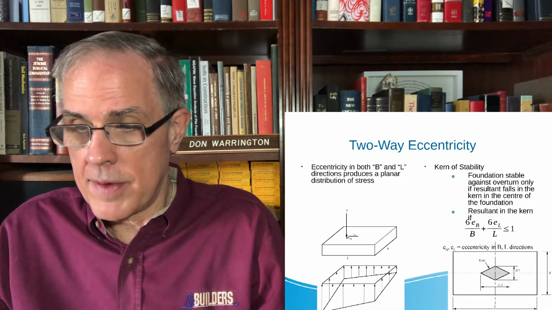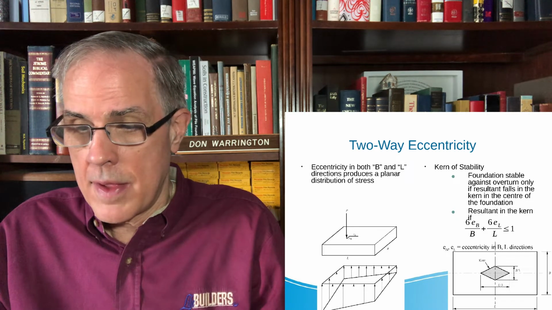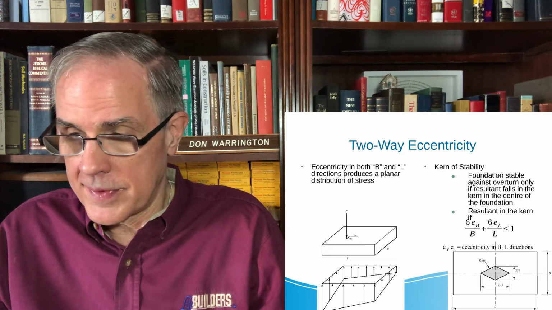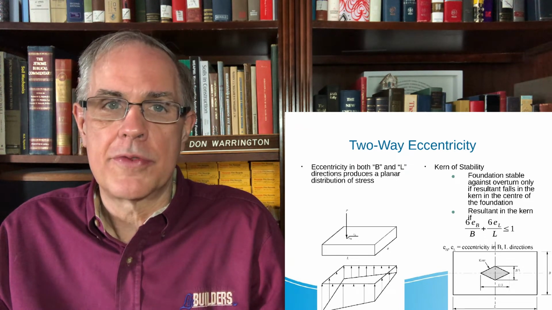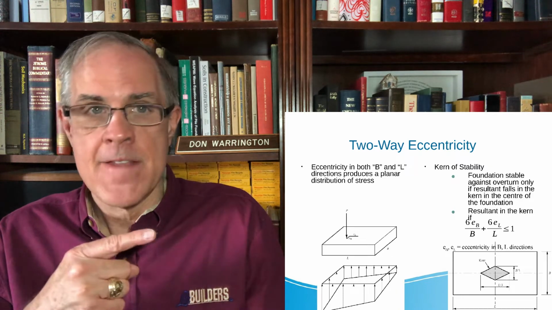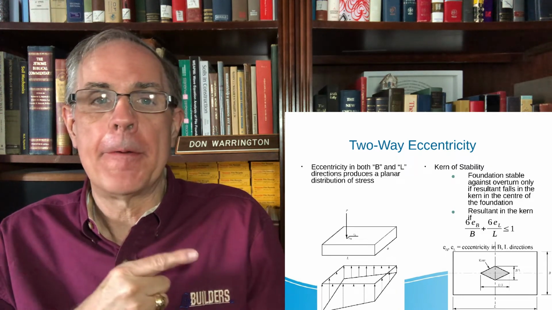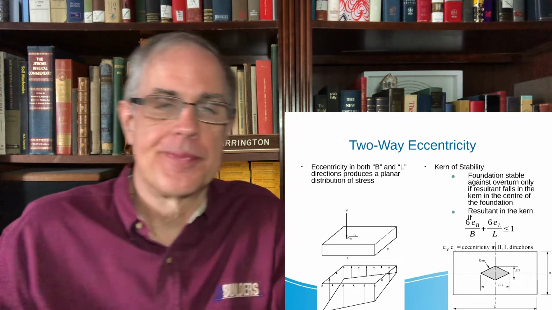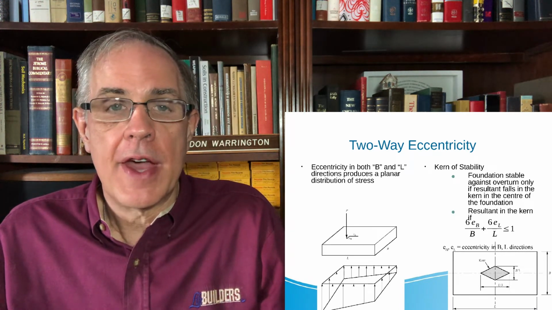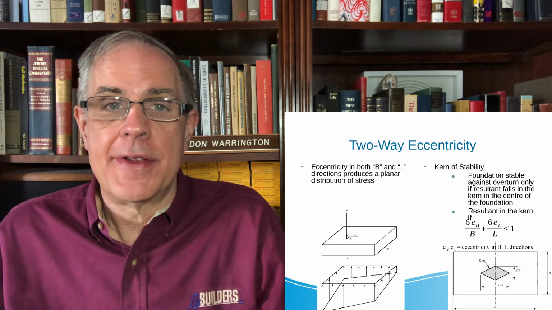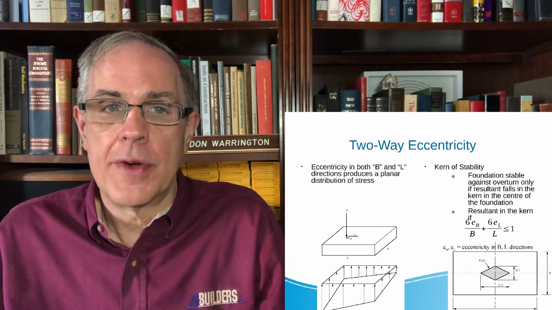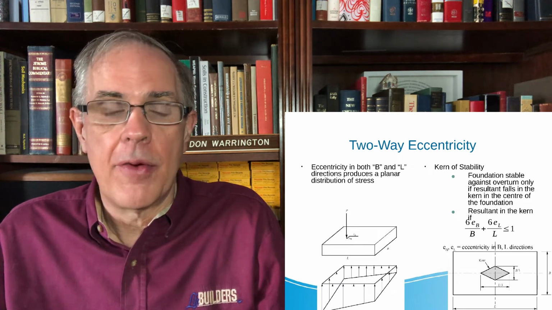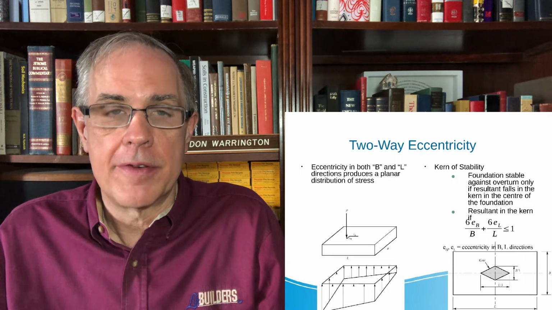Two-way eccentricity means the eccentricity in both B and L directions. It produces a planar distribution of stress. Now, this is another place where students trip themselves up. The kern of stability, this is the little diamond shape you see right here. When you've got two-way eccentricity, it's very tempting to compute one way in the B direction and the L direction, and if they both match, to declare victory.